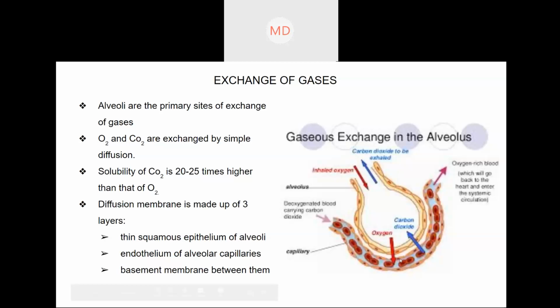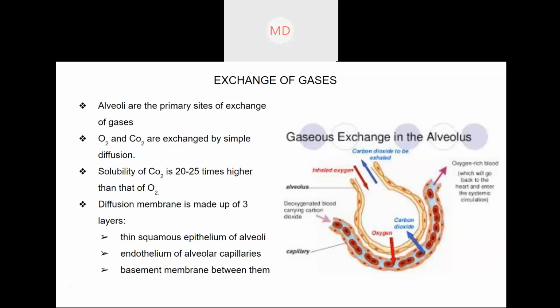Now let's talk about the diffusion membrane. For simple diffusion to take place, there needs to be a membrane through which it will take place. Now, what is that membrane? Here you can see a diagram of an alveolus. Alveoli is the plural term and alveolus is the singular term. When there is one, it is known as alveolus, and when there are many, it is known as alveoli. In the human lungs, there are millions of alveoli. Not one, there are millions of alveoli.